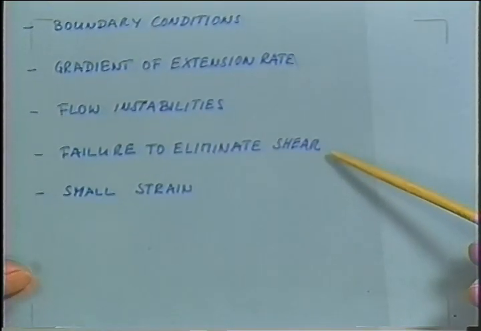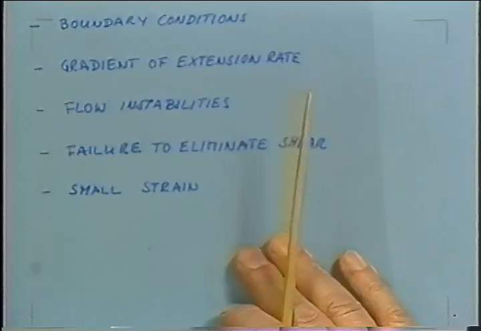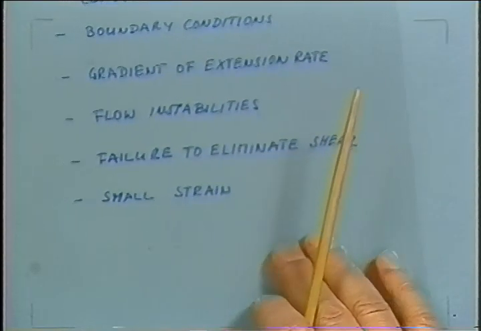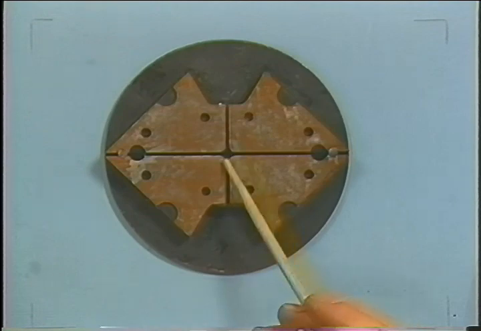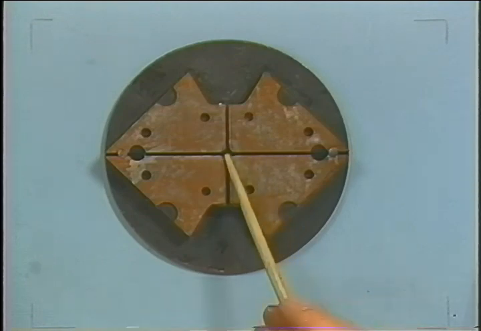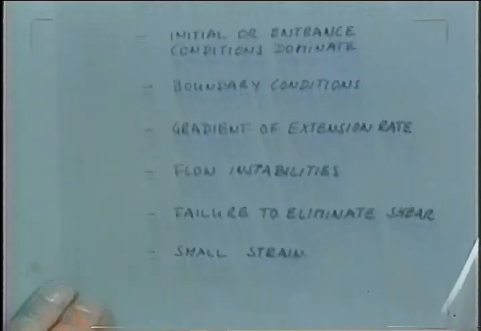There will be some shear introduced with the boundary conditions. I mentioned this die here. We built this die, and obviously near the wall there were tremendous errors due to the shearing. Only in the center region we achieved the extensional flow which we were looking for.